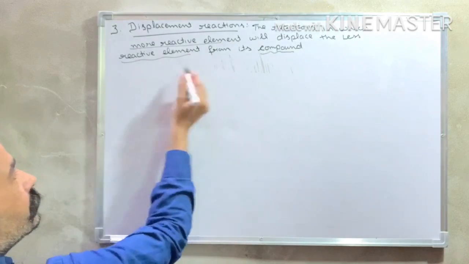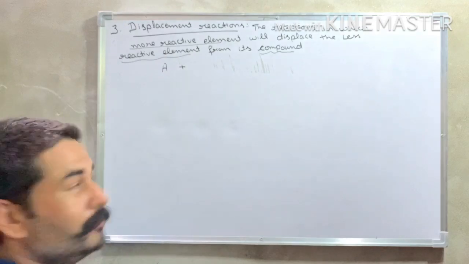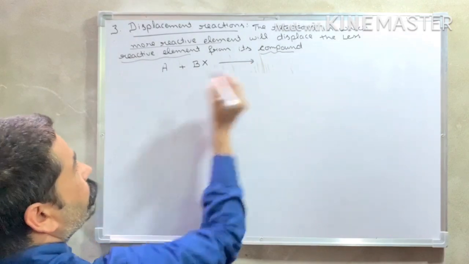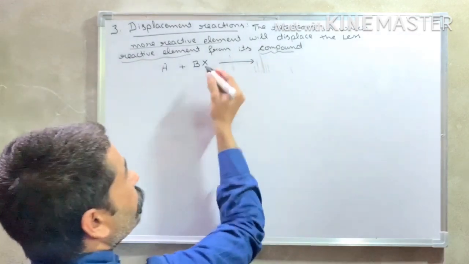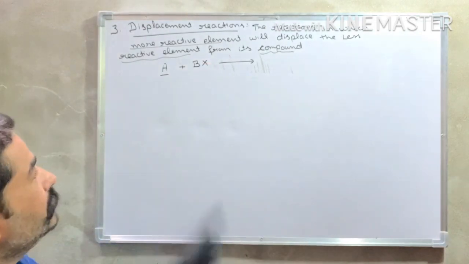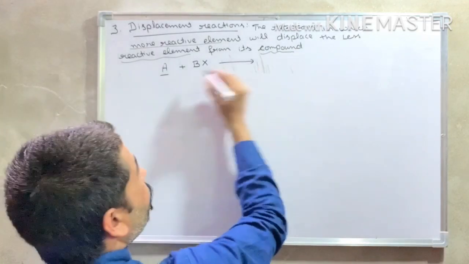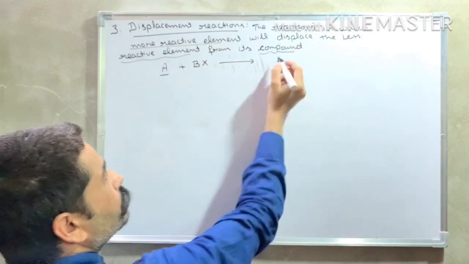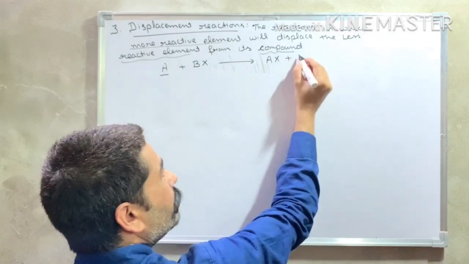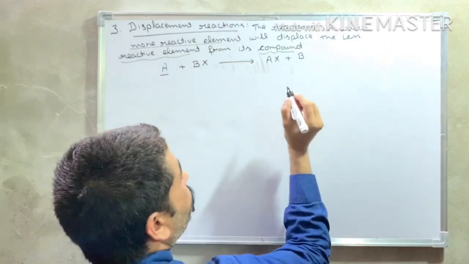Suppose A is an element, a single element, and another is in the form of a compound. Now the condition is: if A is more active than B, where B is in compound form with X, then A will displace B from its compound. So a displacement reaction will take place. A will form the bond with X and B will be displaced. This is possible if A is more active than B.